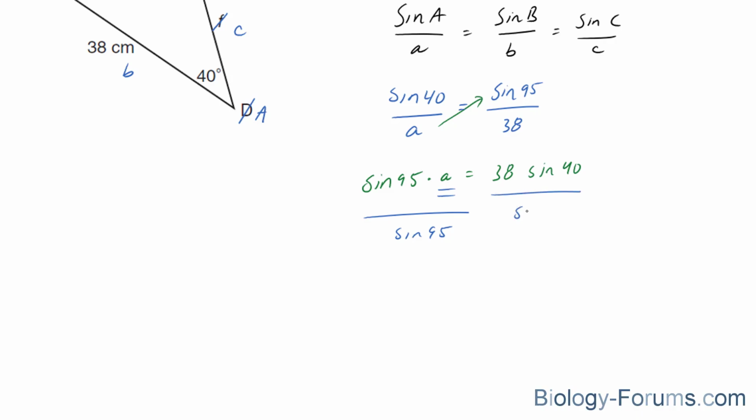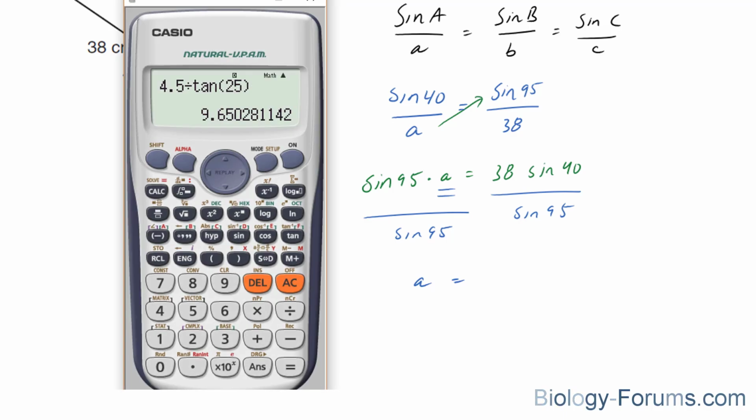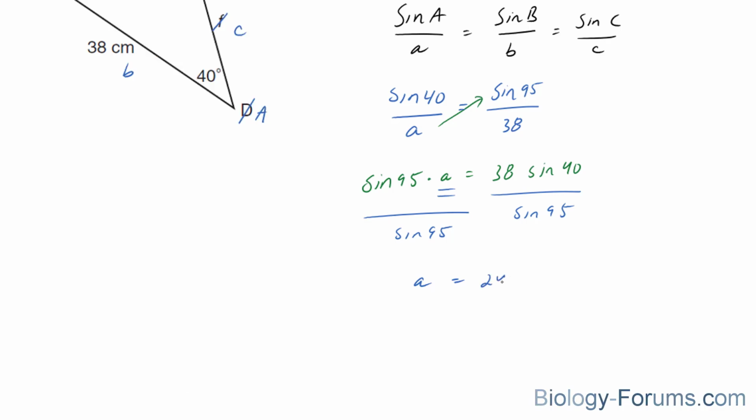And we divide both sides by that. Then on your calculator, if you are a little tech savvy, you can put this all in one step, and that's recommended. So what we have is 38 times sine 40 divided by sine 95. Oh, that's a mistake. So I'm just going to go back to what I had originally. That divided by sine 95 is equal to 24.5 as a side length in centimeters.